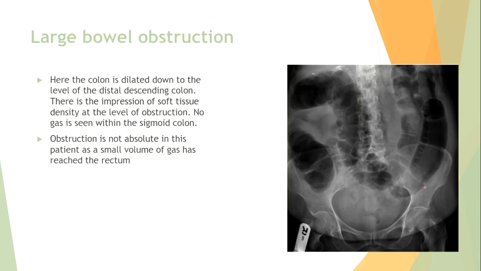Large bowel obstruction. Here the colon is dilated down to the level of the distal descending colon. There is the impression of soft tissue density at the level of obstruction. No gas is seen within the sigmoid colon. Obstruction is not absolute in this patient, as a small volume of gas has reached the cecum.